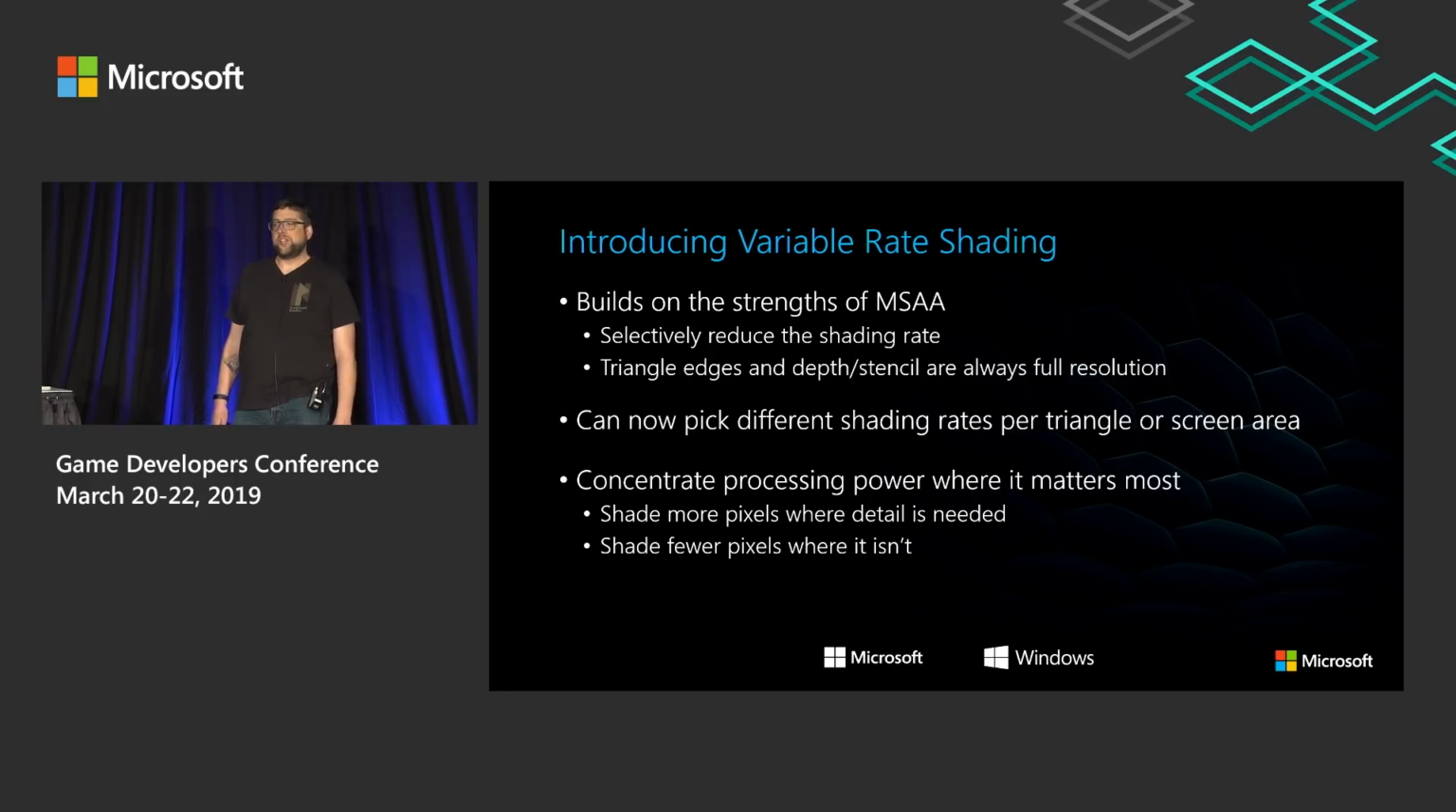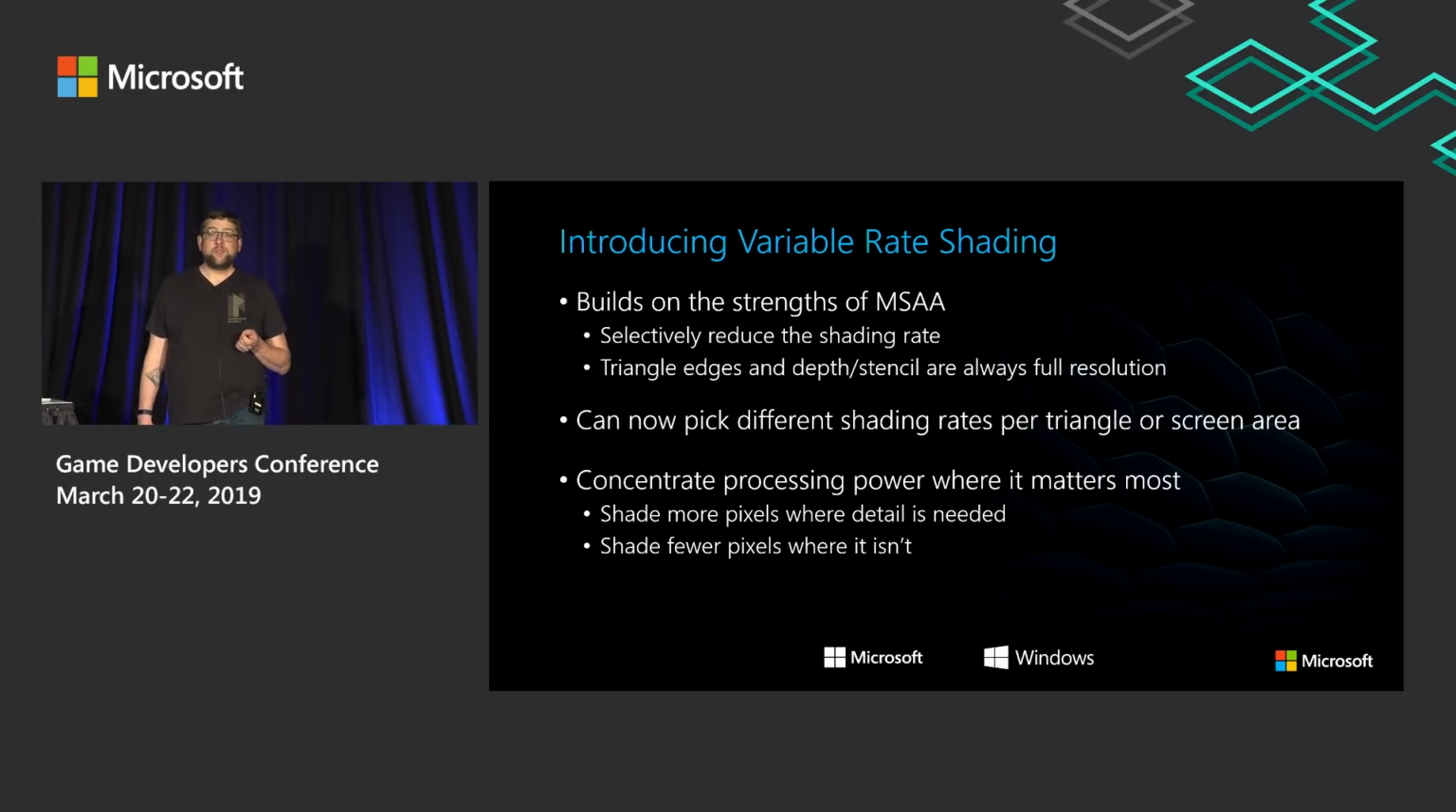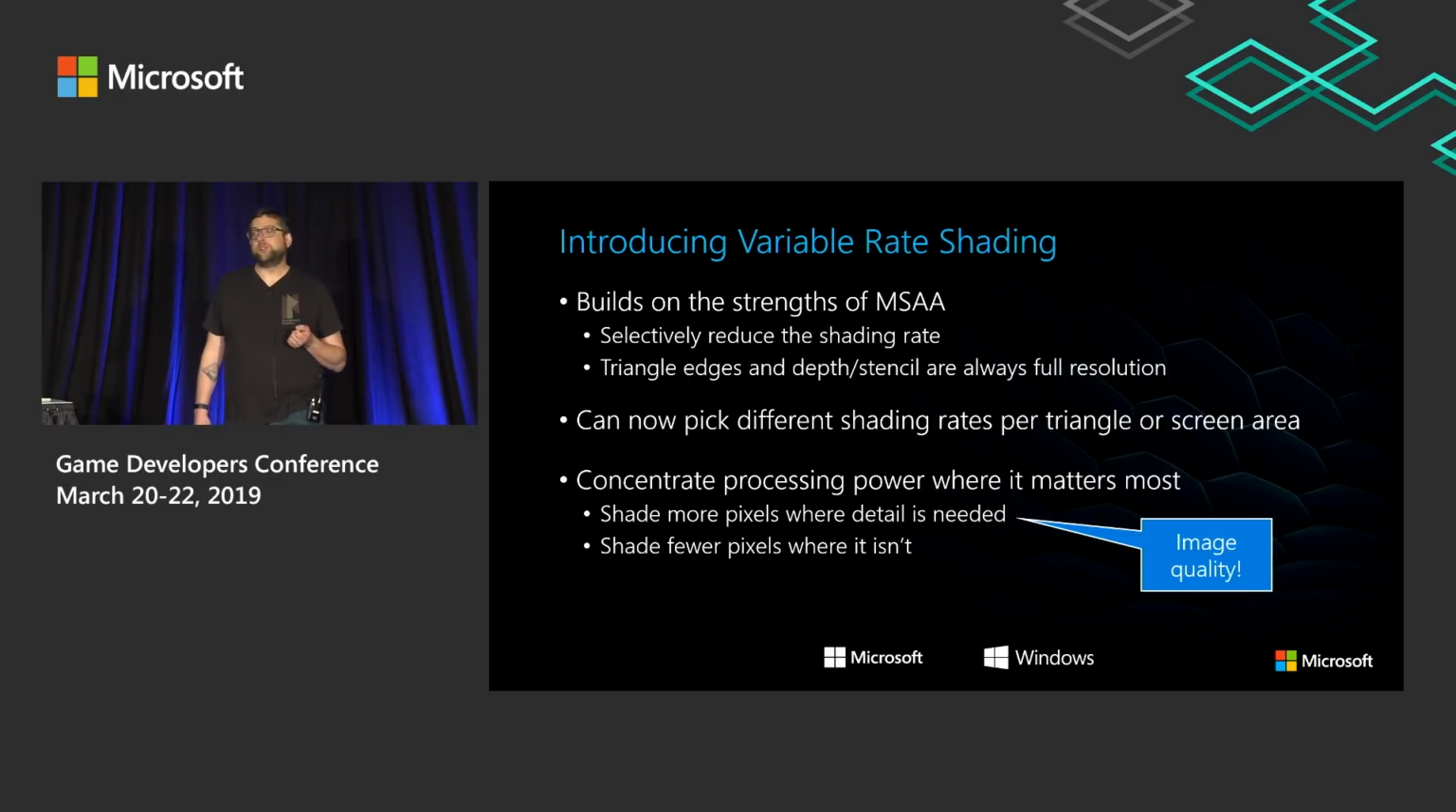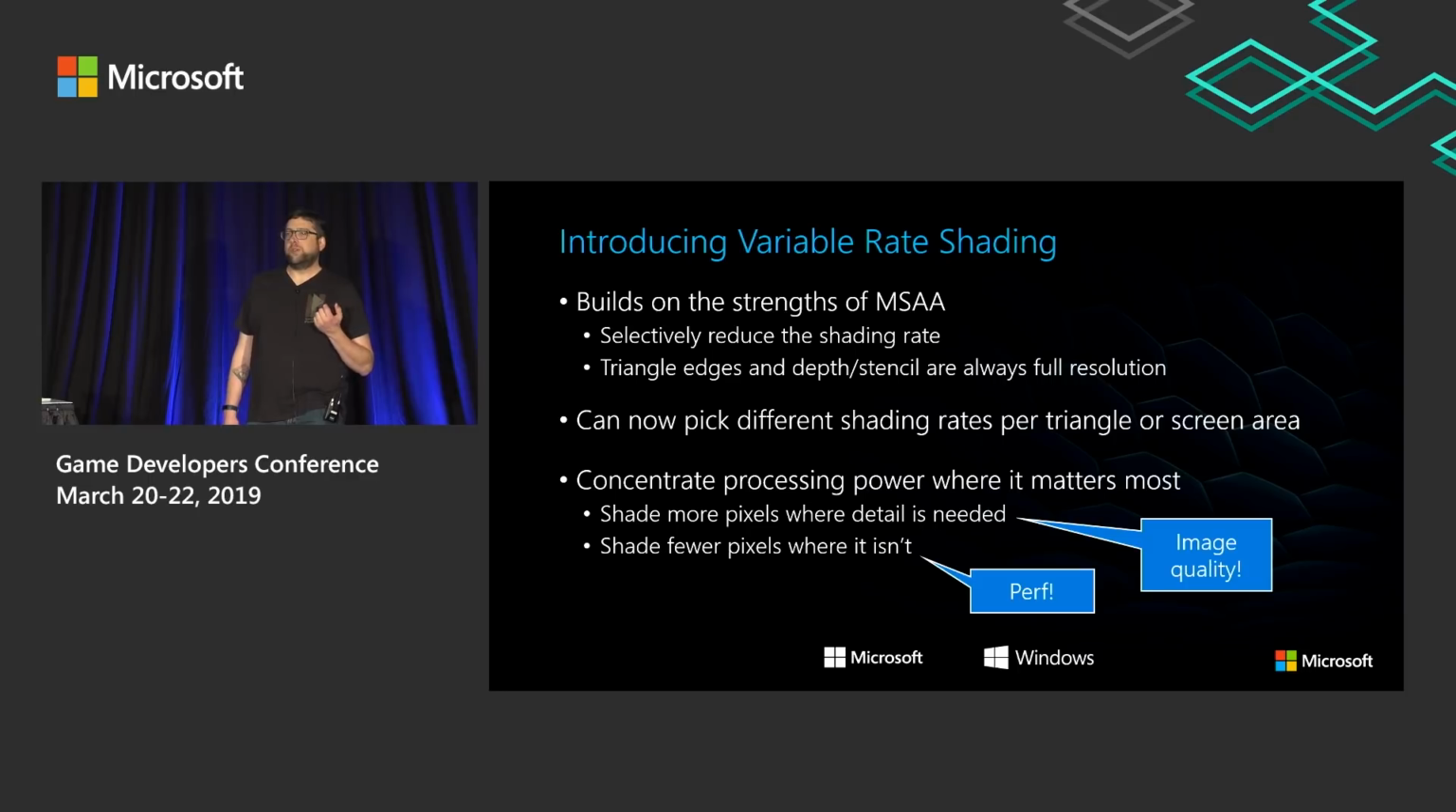So you can choose a different shading rate per object, per triangle, or per area of the screen. This lets you shade things where it matters and shade less where it doesn't matter. So you can maintain image quality by not dropping the detail from places where you need the detail, but you also get more performance because you're not spending time shading where you didn't need to.